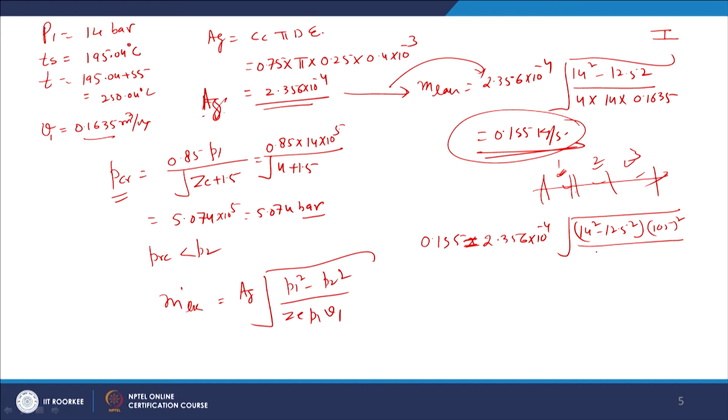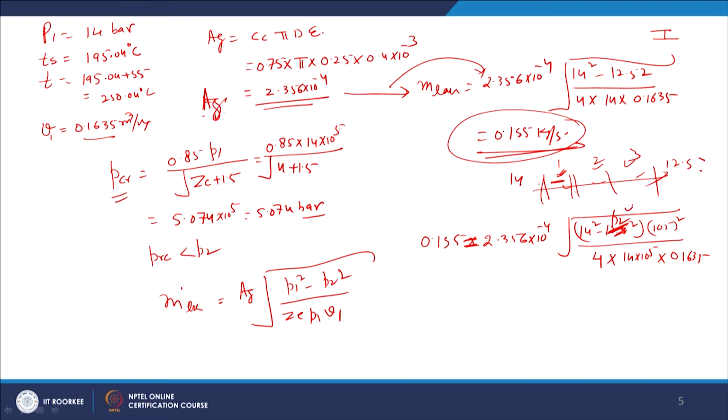So ZC is equal to 1. So where we were, this is not 12.5, this is P2, because P2 is here and 14 bar is here, 12.5 is here. So this is the pressure P2 here. So this is not 12.5, this is P2, and ZC is 4, P1 is 14 into 10 to power 5, and V1 we will take from here, 0.1635.